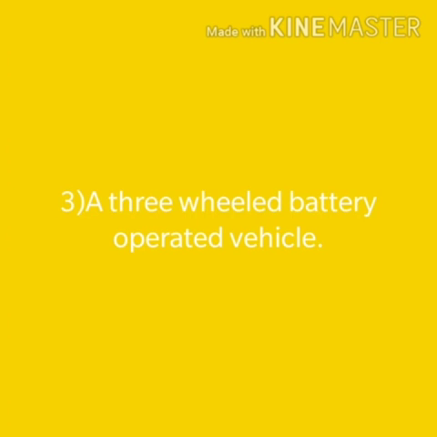Now the third one. The third one is a three-wheeled battery operated vehicle. The first two were two-wheeled vehicles, whereas the third one is a three-wheeled vehicle. Not only is it three-wheeled, it is also battery operated. It is charged using a battery. So the third one is a three-wheeled battery operated vehicle.